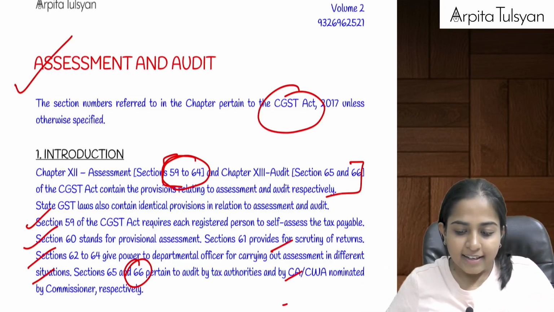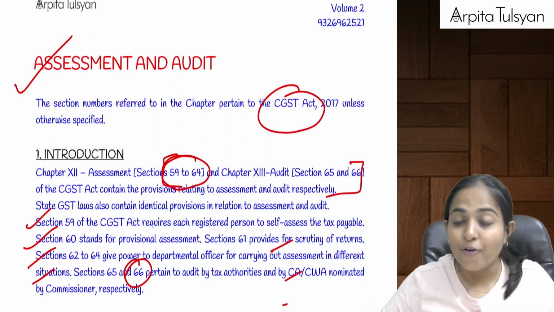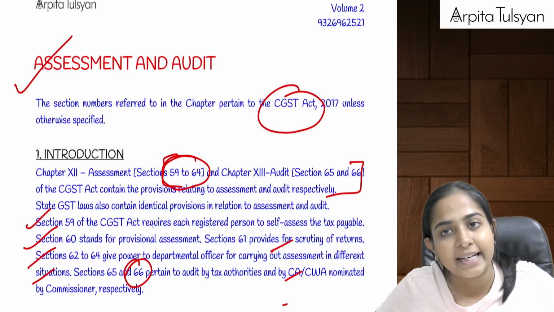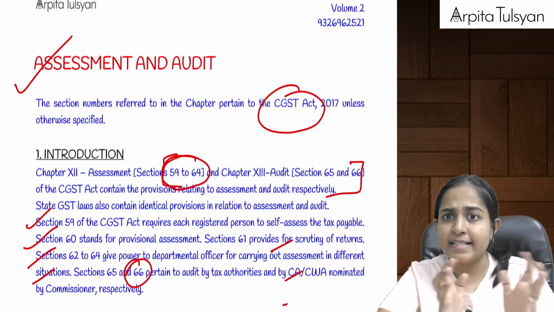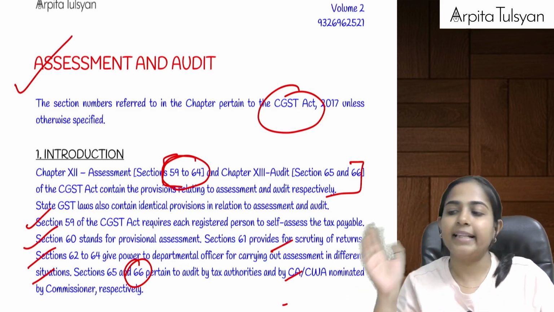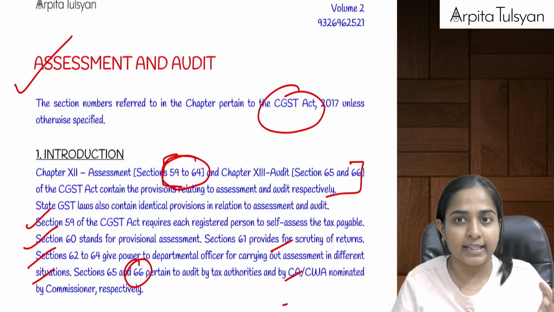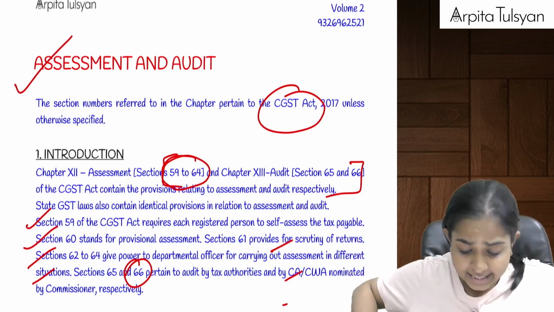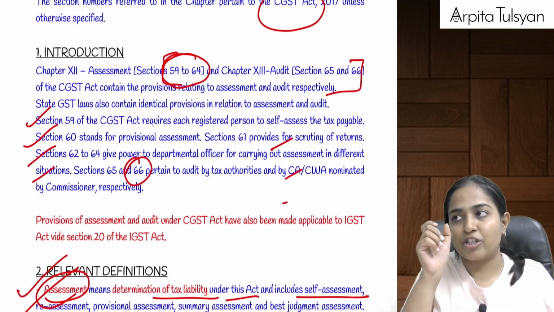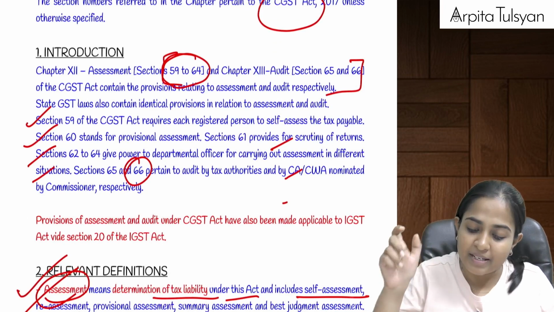Okay, so let's start with the super quick revision of the next chapter, that is assessment and audit. We are going to divide the chapter into two parts. First part is basic assessment under GST, and the second part is two types of audits which will be done by the department under GST law.